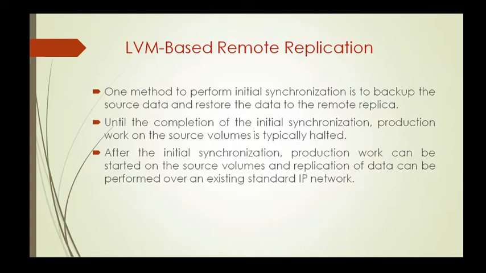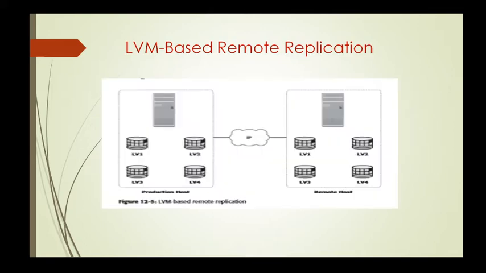Let us see the figure. It shows LVM based remote replication. We have a production host and a remote host. Both are connected through a standard IP network. In the production host we have LV1, LV2, LV3, LV4. In the same way, in the remote host we also have LV1, LV2, LV3 and LV4. You can see the data on these LVs on the production host is the same as in the remote host.